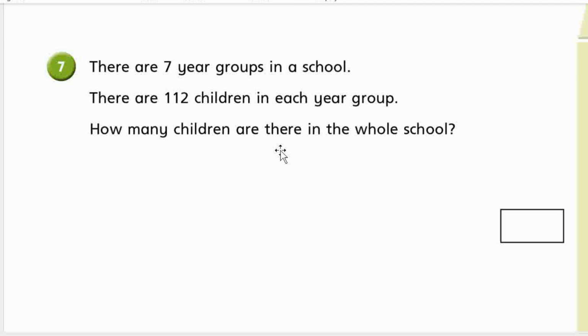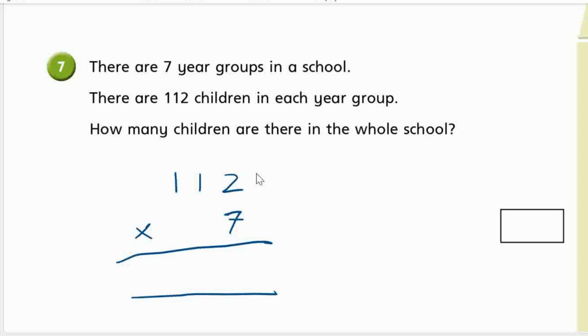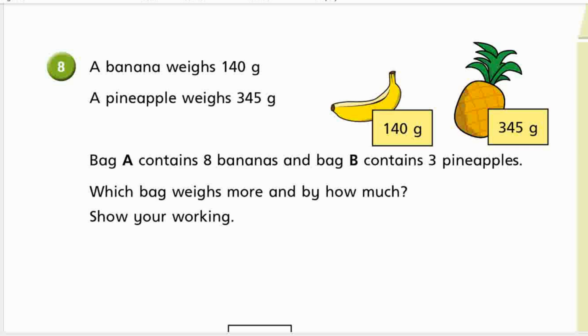Okay, there are 7 year groups in a school. There are 112 children in each year group. How many children are there altogether? So it's 7 times 112. Well, we do our 112 like this. And 7 times 2 is 14. Carry the 1. 7 times 1 is 7. Add the 1 gives you 8. And then 7 times 1, 7. Gives you 784. Okay, it's not too hard, is it? I think it's okay. You just need to know your times table. But if you know that, then I think you're okay.